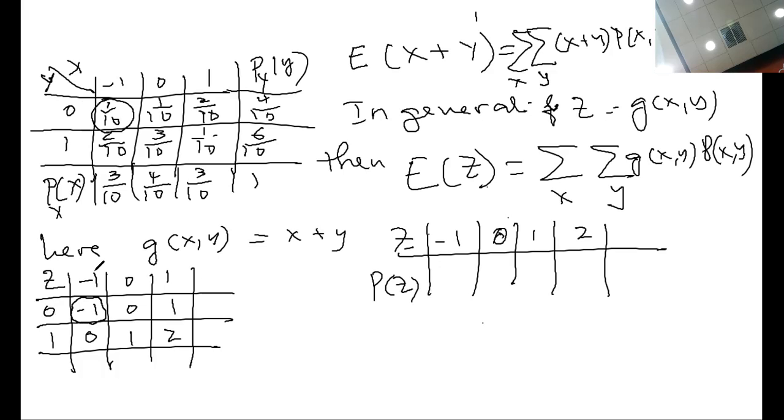Do we understand that? So the probability of getting -1 is the probability of choosing 0 and -1, or -1 and 0 if you do x, y. What is the probability of getting 0? What is the probability for getting 0 as a sum?